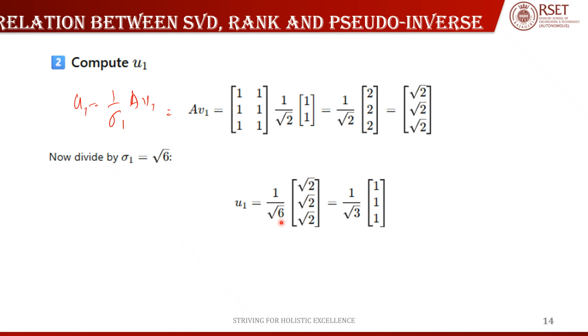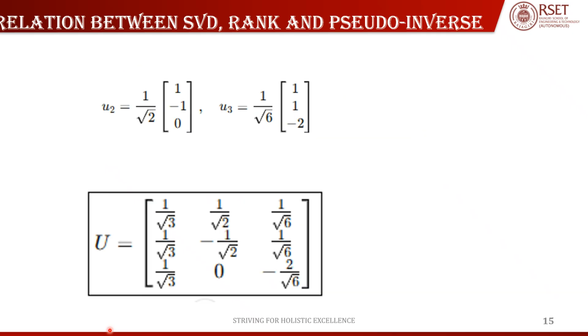You can take this root 2 outside. Then this will be 1 1 1, and this root 2 by root 6, what happens to that? Root 6 can be written as root 3 into root 2, so root 2 gets cancelled, and here comes 1 1 1. So it will basically be 1 by root 3 times 1 1 1. Now you have u1. Okay, now we need to find u2 and u3. As you can see, your A was a 3 by 2 matrix, it was equal to 1 1, 1 1, 1 1, is it?